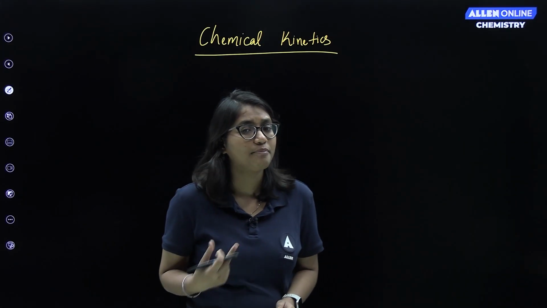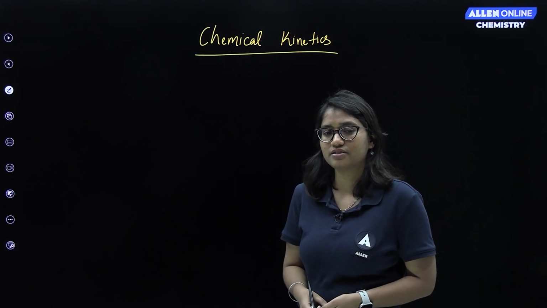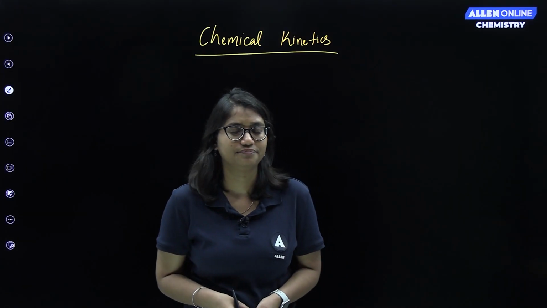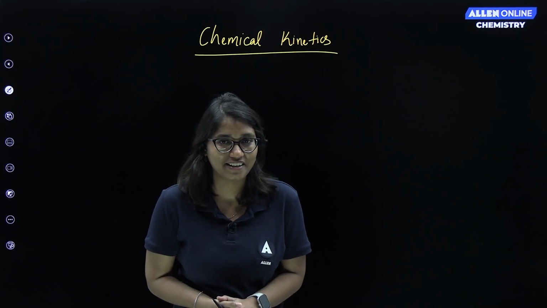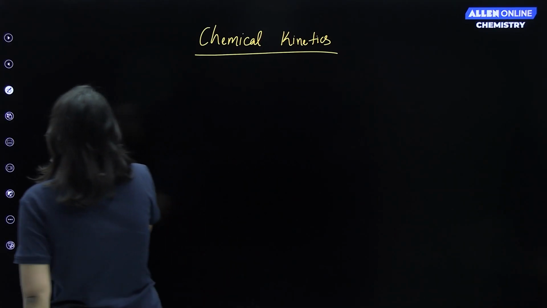Why do some reactions happen very fast while others are very slow? Can we control the speed of a reaction? How do we measure the speed of a reaction? All these questions are answered in chemical kinetics. So let us begin with the very basic concept, that is rate of reaction.